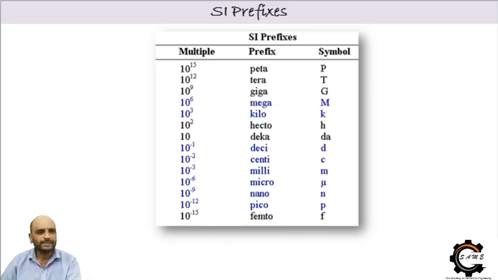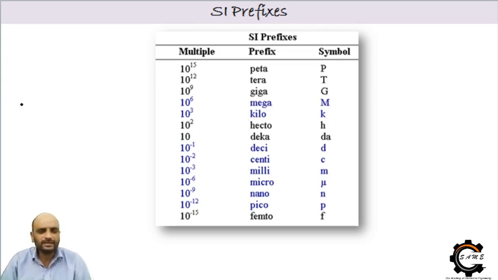Okay, now the SI prefixes, right? In the International System, the prefixes are: for 10 raised to 15, peta, the symbol P is used. For 10 raised to 12, tera, T is used. For 10 raised to 9, giga, G is used. And deca, H for hecta, deca, kilo, like this the prefixes are used.